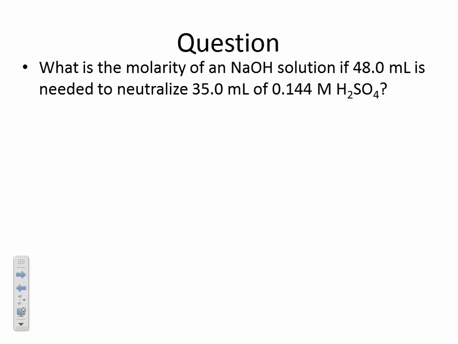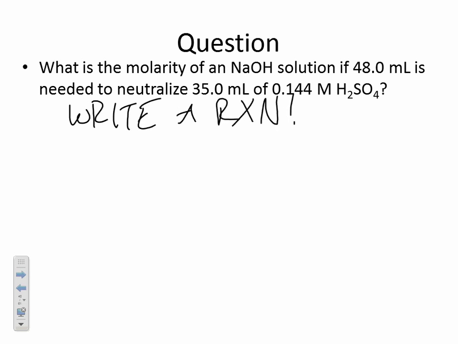The first thing that you need to do is write a reaction. One has not been given to you. You must start by writing a balanced chemical equation. Why? Because you need those mole ratios. Those mole ratios are critical, and you do not know what they are if you do not have a balanced chemical equation. If a reaction has not been supplied to you, you write one.